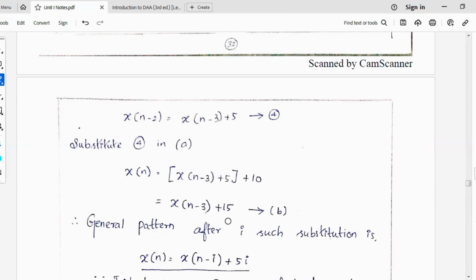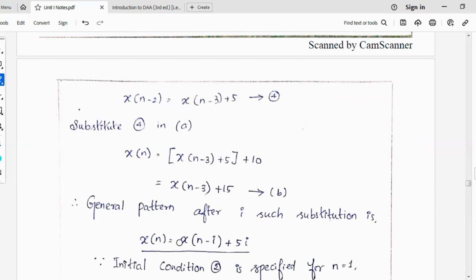By this, after the ith iteration, we can get x of n equal to x of n minus i plus 5 into i, right? If i is 1, the first iteration, we get x of n minus 1 plus 5. If it is the second iteration, we get x of n minus 2 plus 5 into 2, that is 10. If it is the third iteration, we get x of n minus 3 plus 15. So this is the general pattern of the given recurrence relation.